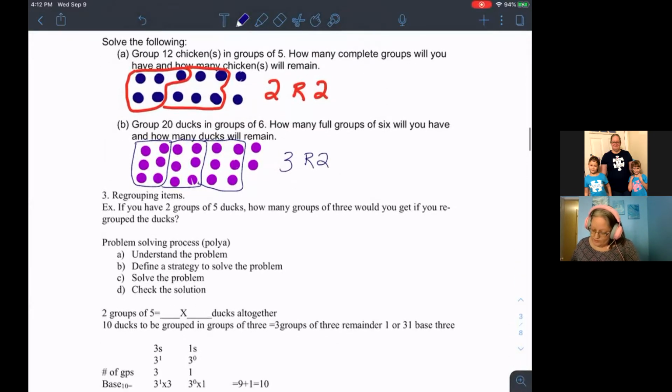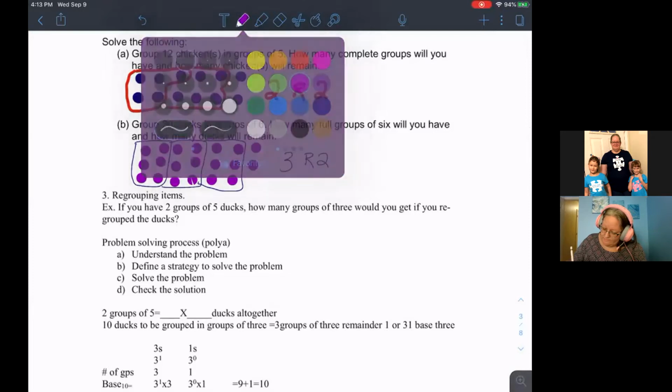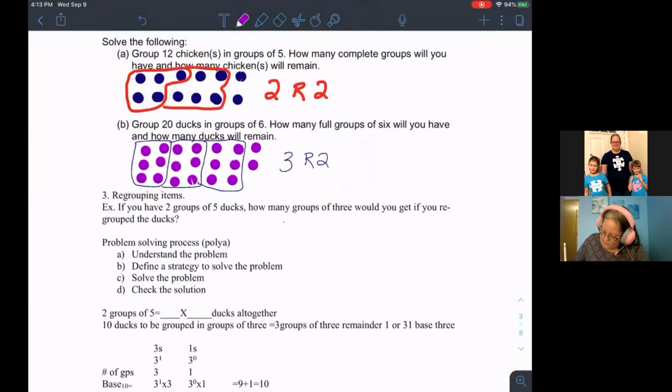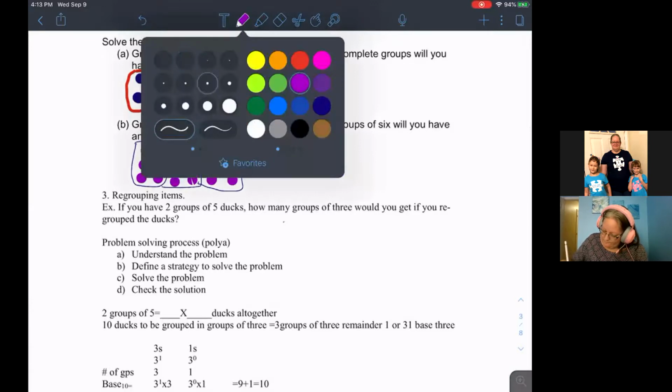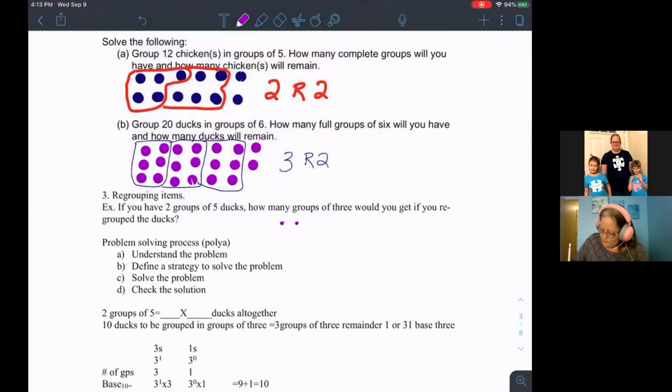And then it says, if you have 2 groups of 5 ducks, how many groups of 3 would you get if you regroup the ducks? All right, so 2 groups of 5. You have 1, 2, 3, 4, 5, and 1, 2, 3, 4, 5. So that's 2 groups of 5, which is 10 total. And how many groups of 3 would you get if you regroup the ducks?